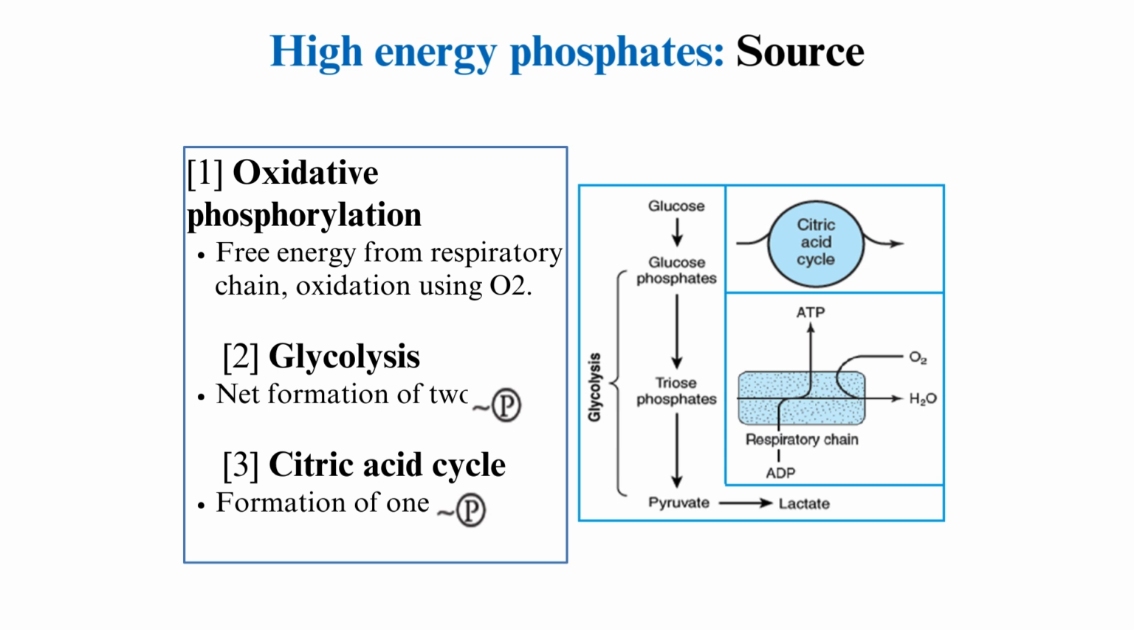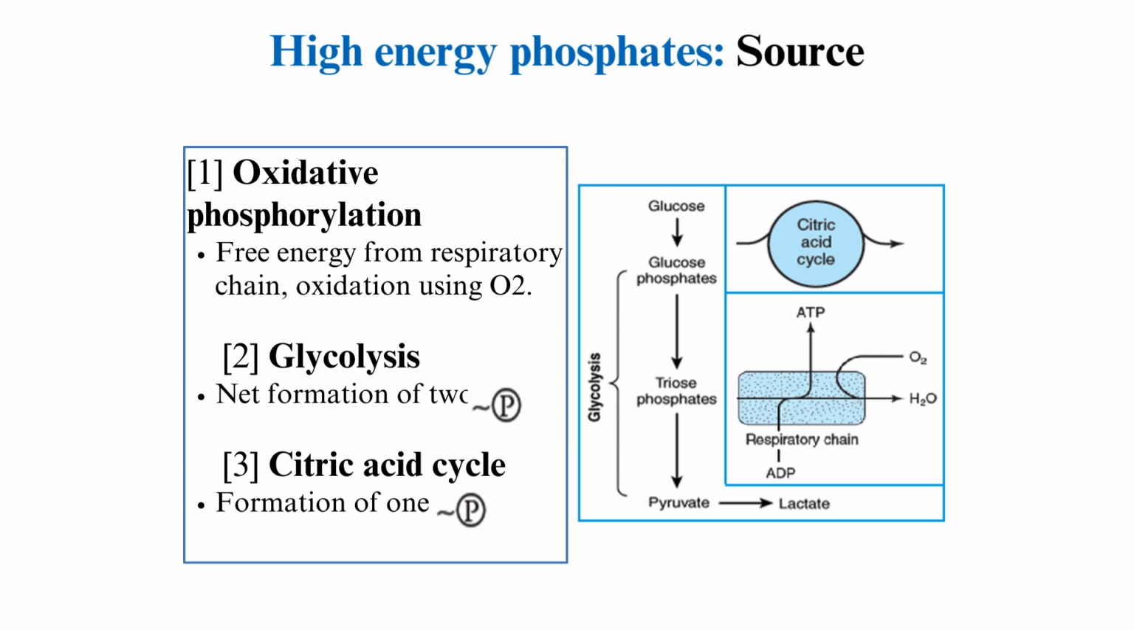So what are the sources of those high energy phosphates? They come from three main sources. Number one is oxidative phosphorylation, which releases free energy from the respiratory chain and oxidation using oxygen. From the respiratory chain, ADP is directly phosphorylated to ATP. So the respiratory chain is a main source of ATP through oxidative phosphorylation, whereby molecular oxygen is used for the oxidation.